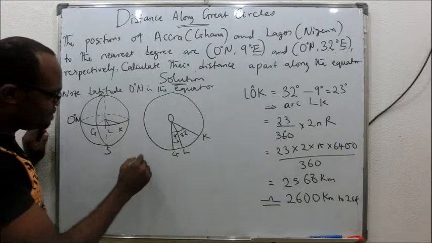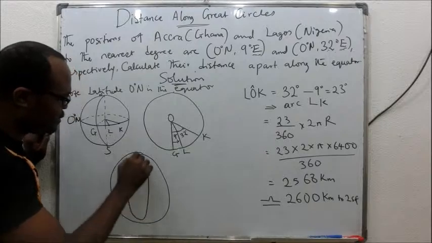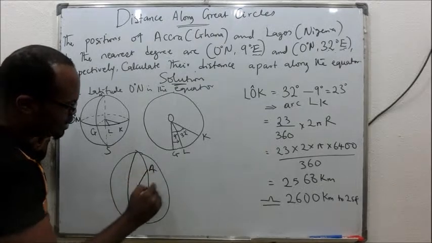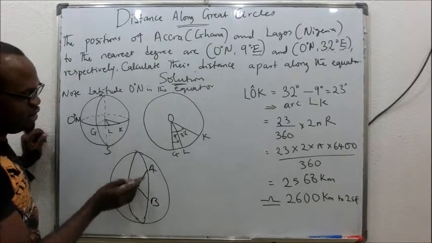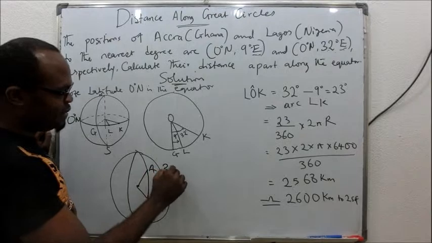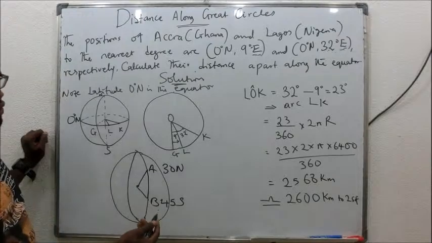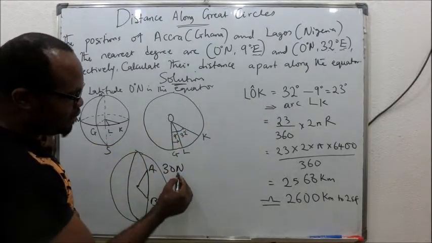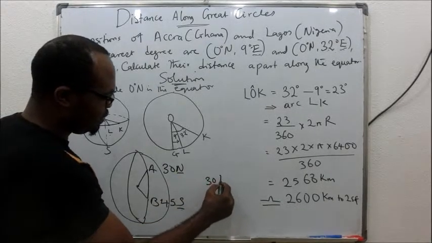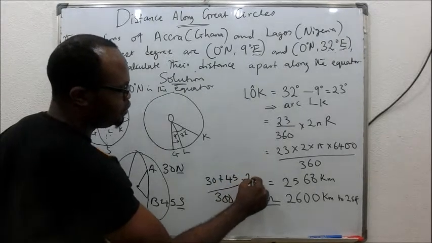Let's say you have another calculation and you have points A and points B, and you are told to calculate the distance between these 2 points. How do you do it? So if you have here 30 north and here 45 south, how do you do it? The same thing you do here, but since you have north and south, they are not the same, so you have to do what? Add. So you have to have 30 plus 45. Anything you get all over 360 times 2 pi r.